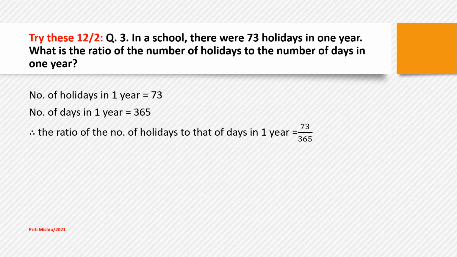That is 73 by 365. Highest common factor is 73. 73 divided by 73 and 365 divided by 73 gives us 1 by 5. Final answer for ratio, that is 1:5.